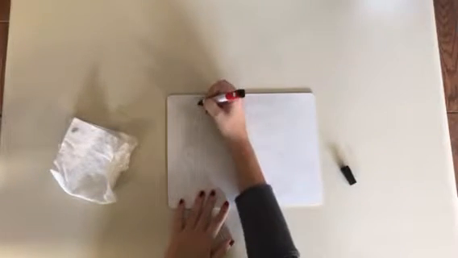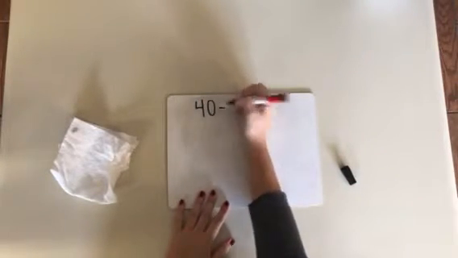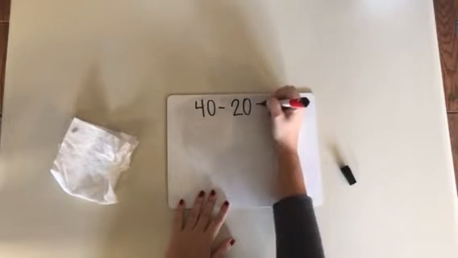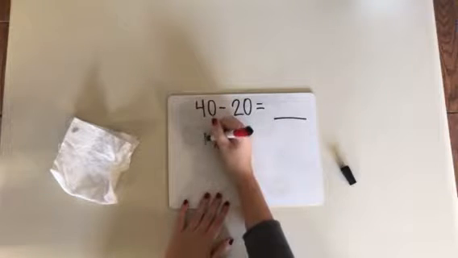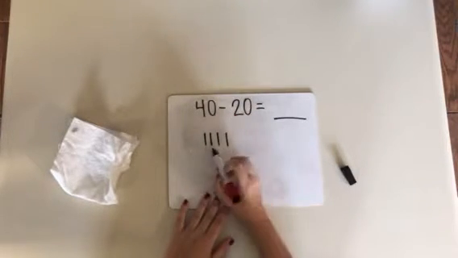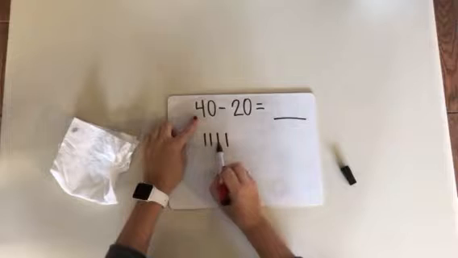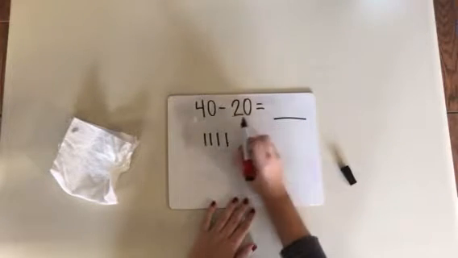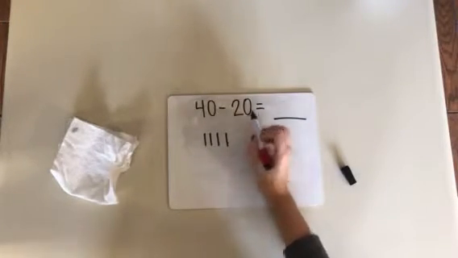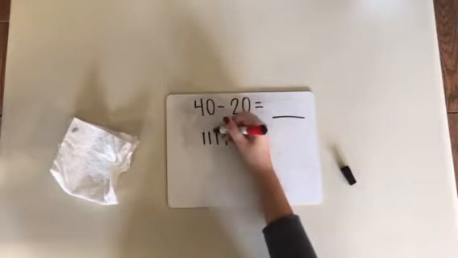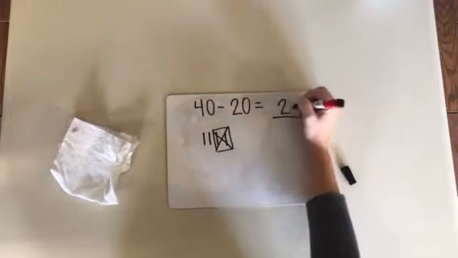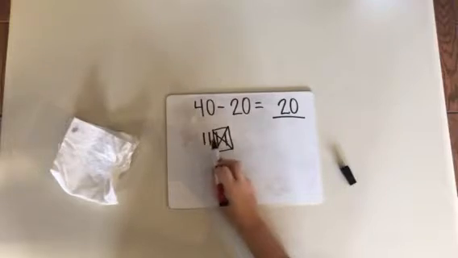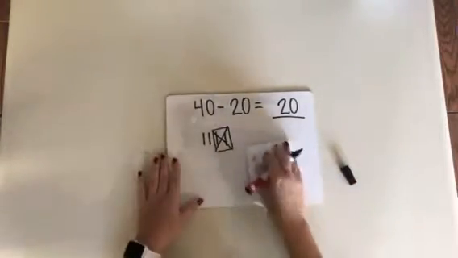The next problem we're going to look at is 40 minus 20. We would draw 4 10 sticks, 1, 2, 3, 4, which represents 10, 20, 30, 40. And we're going to take 2 10 sticks away, is what I meant to say. So 1, 2. And now we have 1, 2, add the 0, or you can count 10, 20. So 40 minus 20 is 20.